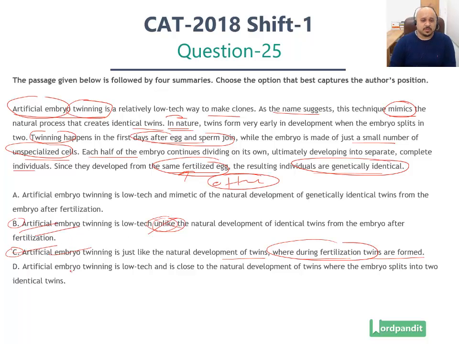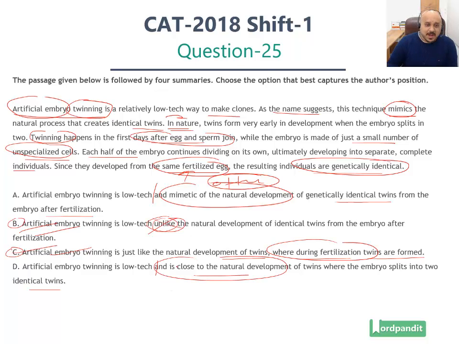A and D are the two close options. Option number D states artificial embryo twinning is low tech. Option number A also says the same. So they are same till this point, and D continues: is close to the natural development of twins, where the embryo splits into two identical twins. And option number A says, and mimetic of the natural development of genetically identical twins from the embryo after fertilization. Now you've got to identify whether it is mimetic of the natural development or it is close to the natural development.